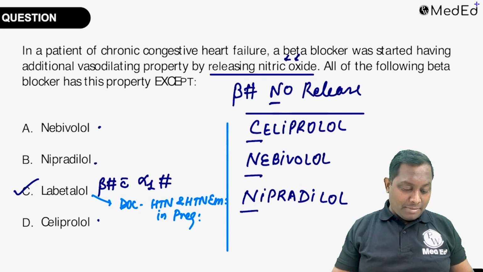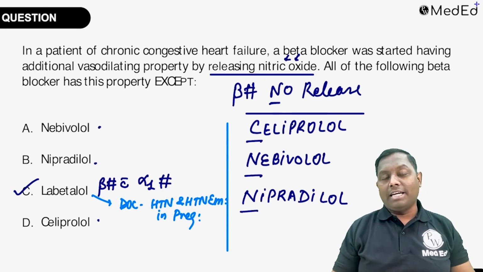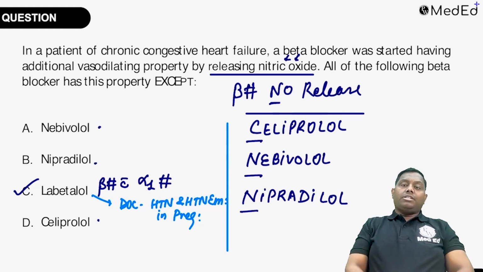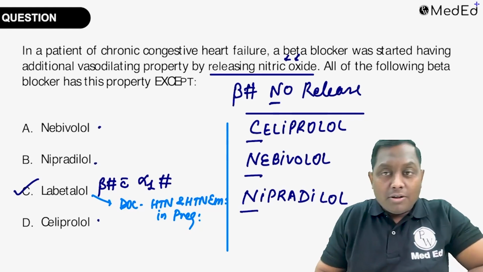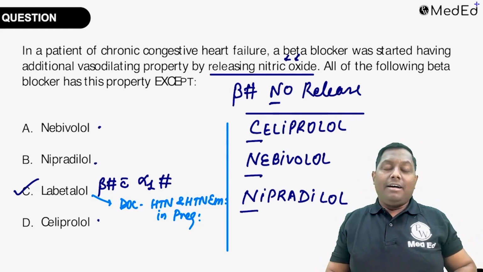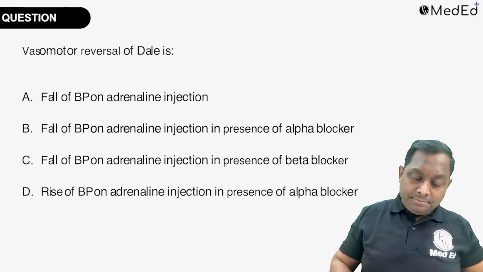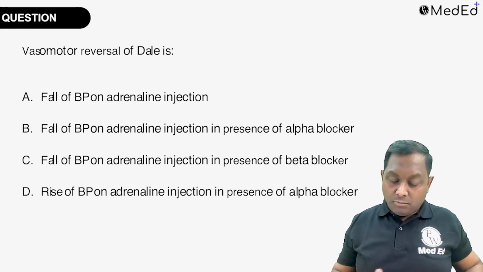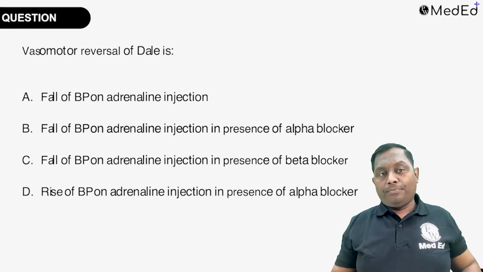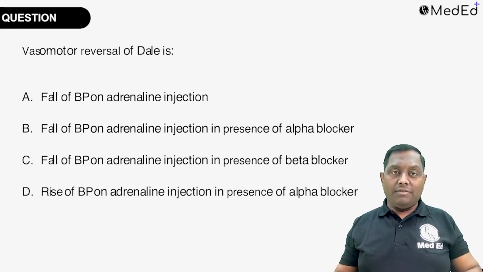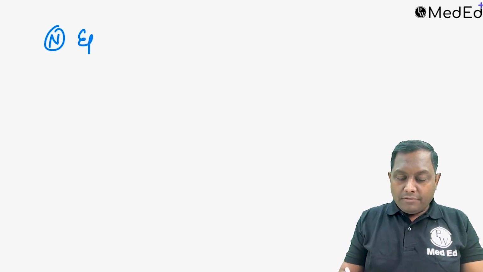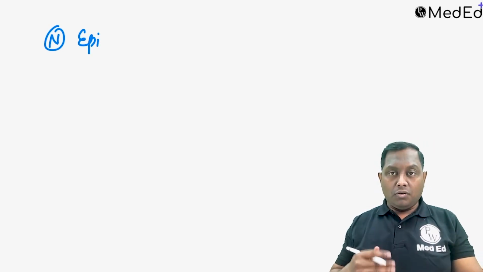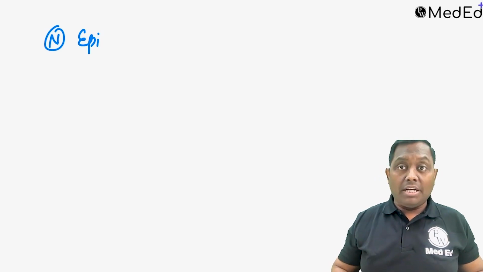So I hope all of you have got this one. Many of you marked B as the answer here, but B is not the correct answer. Labetalol can cause vasodilatation, but not by nitric oxide release. It causes vasodilatation mainly by alpha-1 blockade. Vasomotor reversal of Dale: how will you elicit it? First and foremost, to understand vasomotor reversal of Dale, we have to understand the normal response to epinephrine in any normal person. Normally, if I use epinephrine, what is the normal response? Does it cause only an increase in blood pressure, only a decrease, or does it have dual activity?